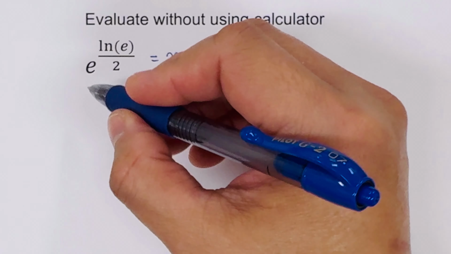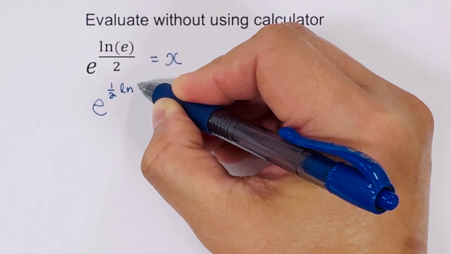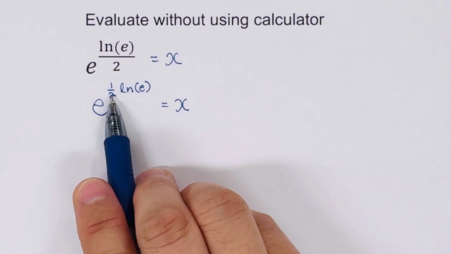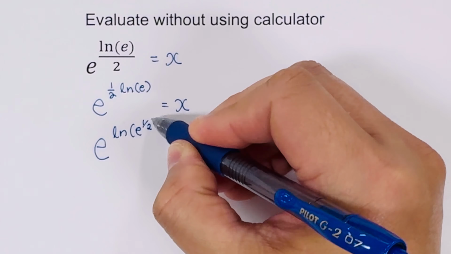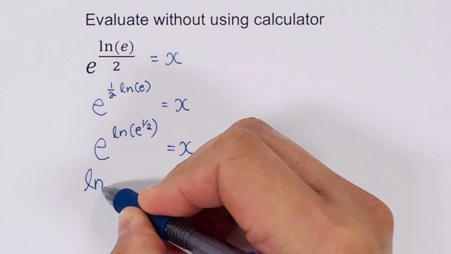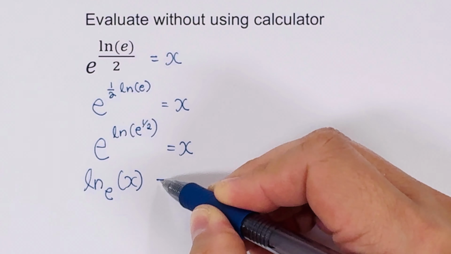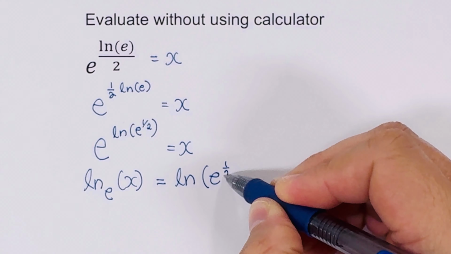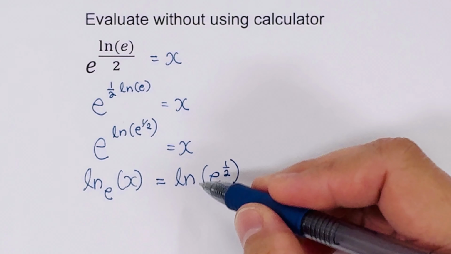We can go ahead and rewrite this as e raised to the power 1/2 times ln of e, and that is equal to x. This 1/2, using the power property of logarithm, can be the exponent of e, so this would come out. Now changing this to its logarithmic form, that would be ln base e of x is equal to its exponent, which is ln of e raised to the power 1/2.